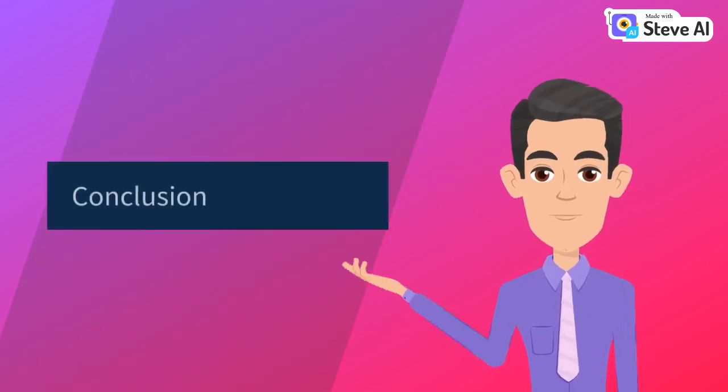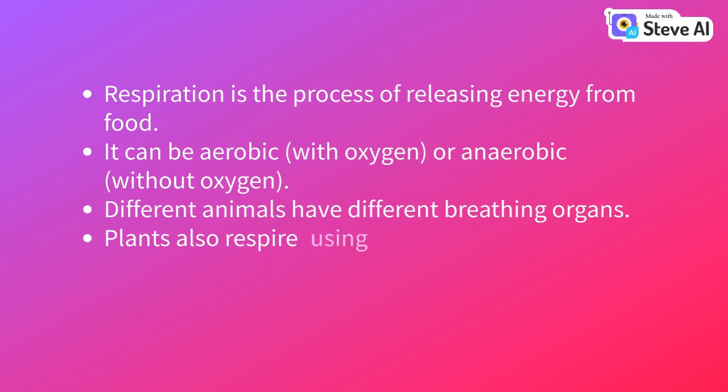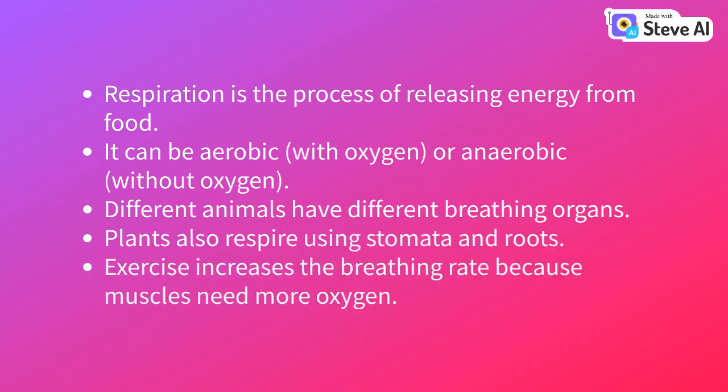Conclusion. Respiration is the process of releasing energy from food. It can be aerobic, with oxygen, or anaerobic, without oxygen. Different animals have different breathing organs. Plants also respire using stomata and roots. Exercise increases the breathing rate because muscles need more oxygen.